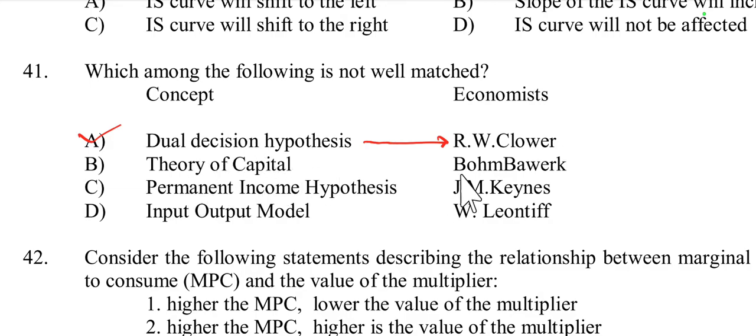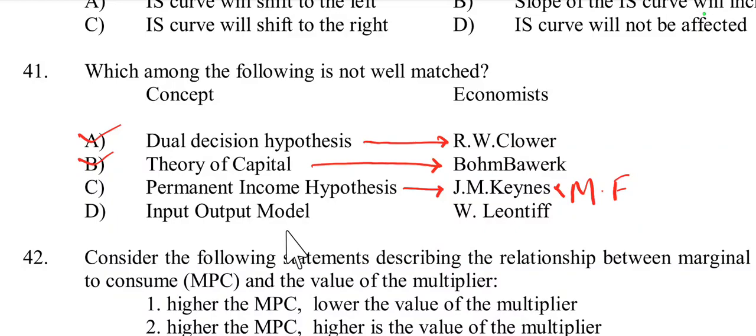Theory of capital, given by Böhm-Bawerk. This is also right. Then permanent income hypothesis, J.M. Keynes. No, this is incorrect, because the permanent income hypothesis was given by Milton Friedman. So the right option is Milton Friedman, and option 3 is incorrect here.